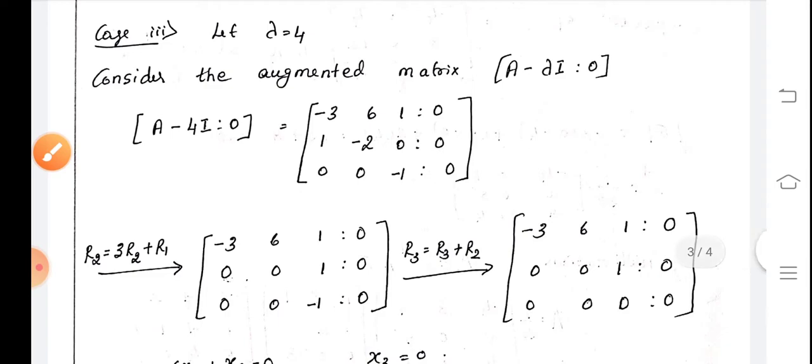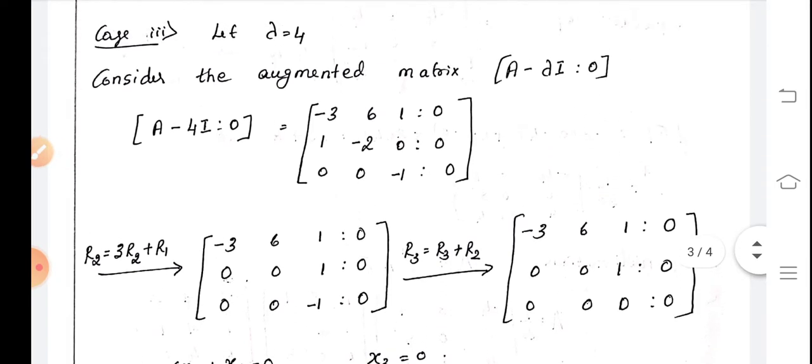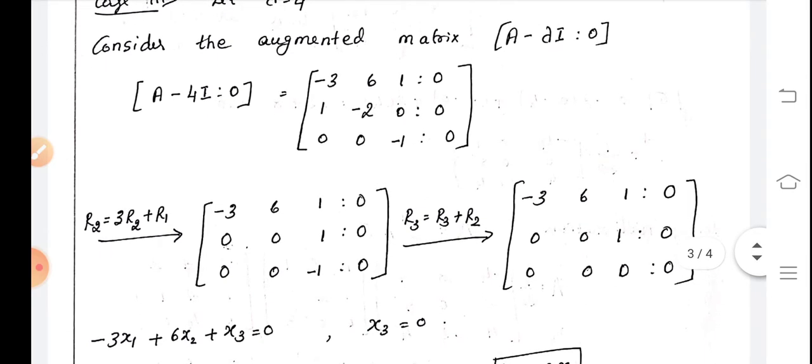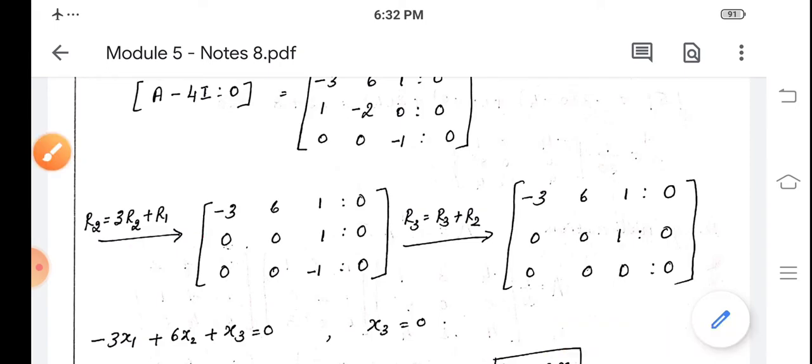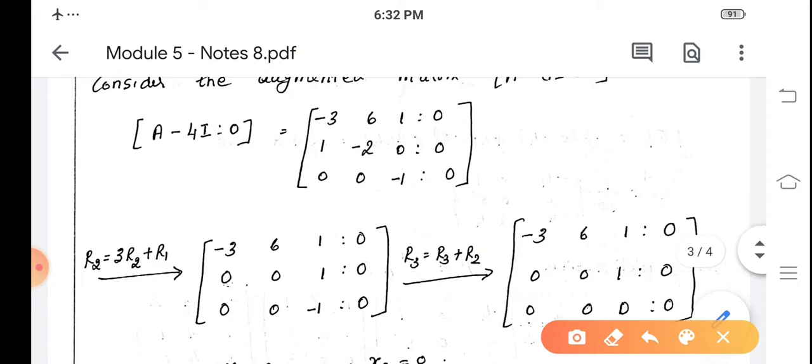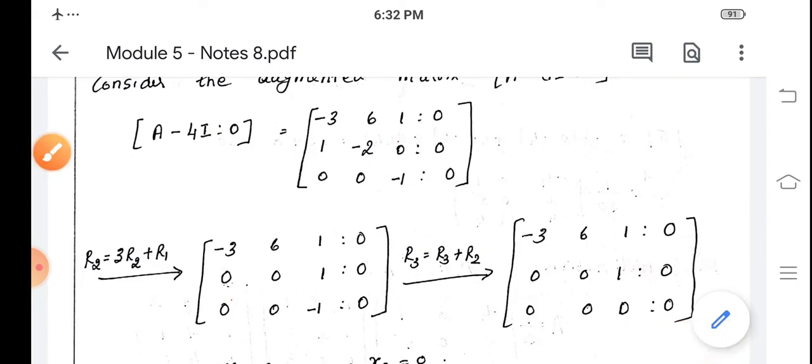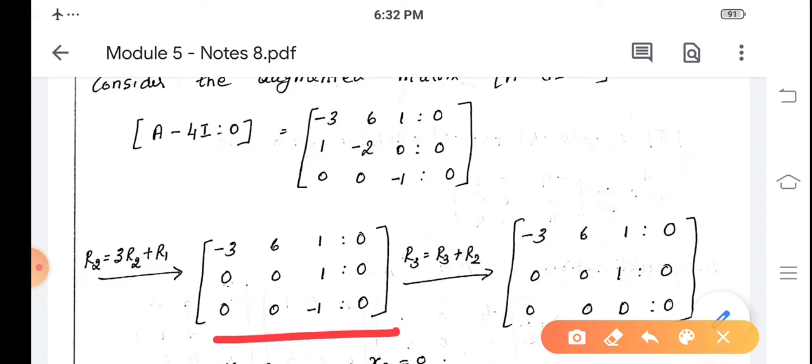So in order to get echelon form, we require row operation for the second row. We write the row operation for the second row as R2 equal to 3 times R2 plus R1. On using this row operation, we are getting the augmented matrix as minus 3, 6, 1, 0, 0, 0, 1, 0, 0, 0 minus 1, 0.